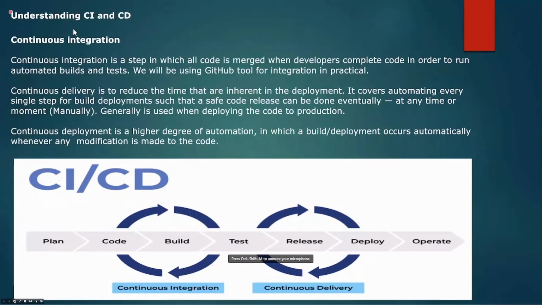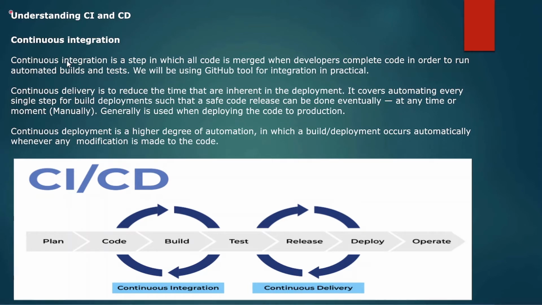Okay, so let us first understand what exactly CI/CD means. I have used that term previously in the slide. Continuous integration is a step in which all code is merged with develop when the developer completes code, in order to run automated builds and tests. We are going to see a practical demonstration, so you will know much more deeply about this. We'll be using the GitHub tool for integration in the practical, to see how GitHub helps us do this continuous integration of the code.